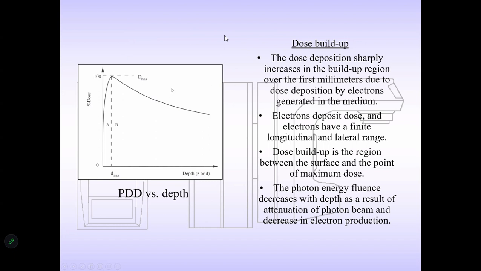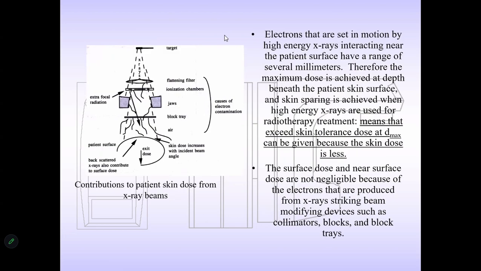Basically, when the photon hits the target, you start generating electrons, but the electrons also have a range. They don't stop immediately, and that's where the buildup starts. It's building up. At the surface, there is some dose, and some of it is coming back from electrons that are scattered in the opposite direction. And obviously, as we go deeper, then we start losing.